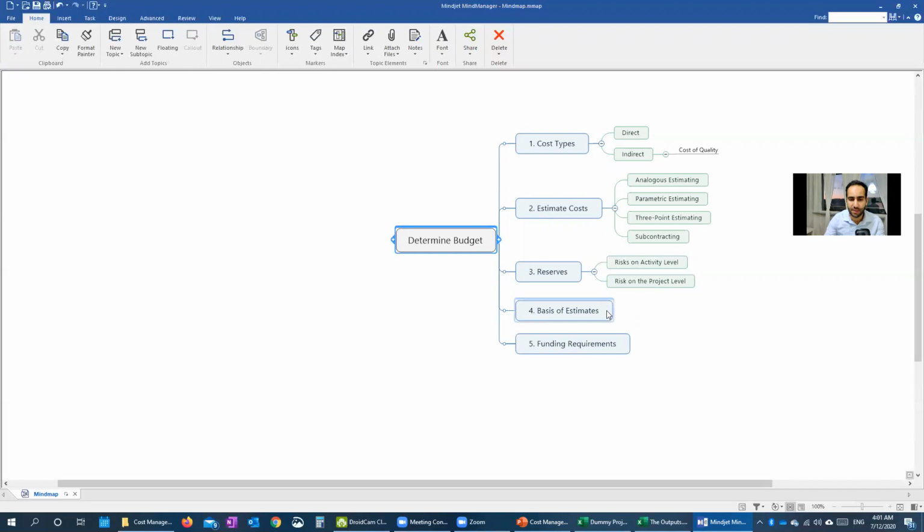We talked about basis of estimate. It is very important to document why we did our estimation and what is the reason behind it, and each number, where we got it from and why we did it. And also we got the funding requirements plan, which determines how much money I'm going to ask for this project in the future. This is the first part of the theoretical part we talked about.